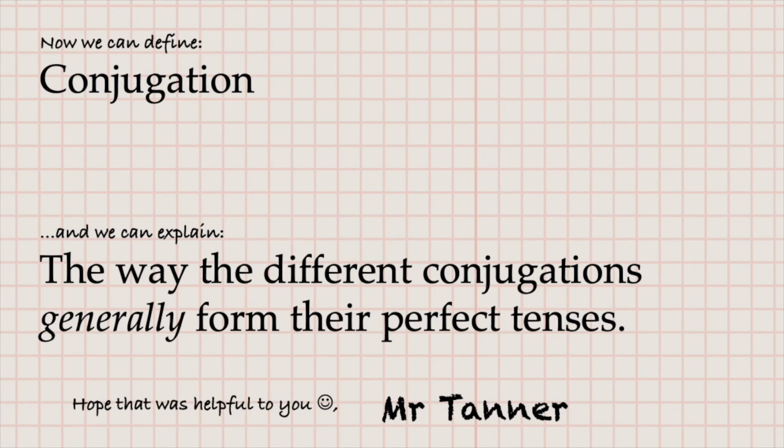So, now at least we can define what a conjugation is: a group of verbs sorted by the vowel at the end of their stem. And we can explain the way that the different conjugations generally form their perfect tenses.